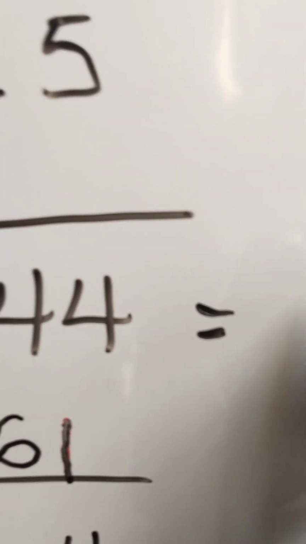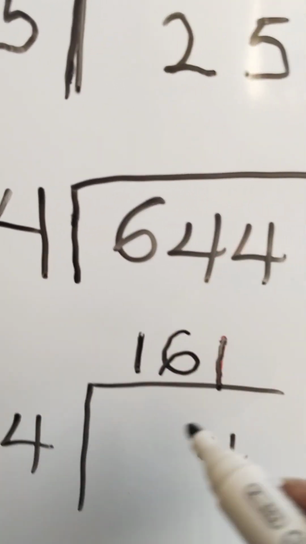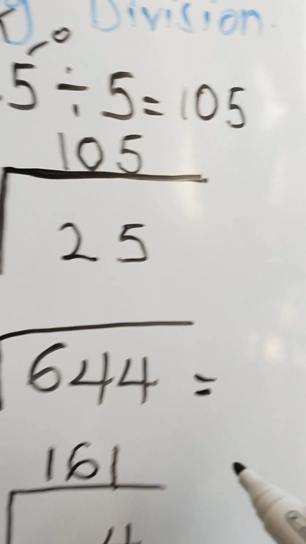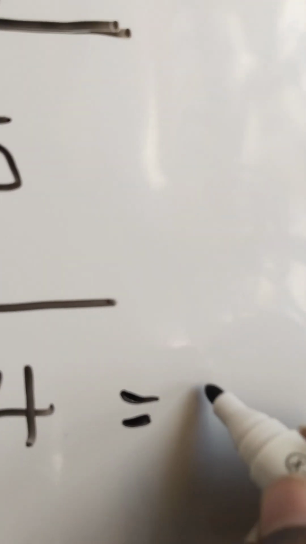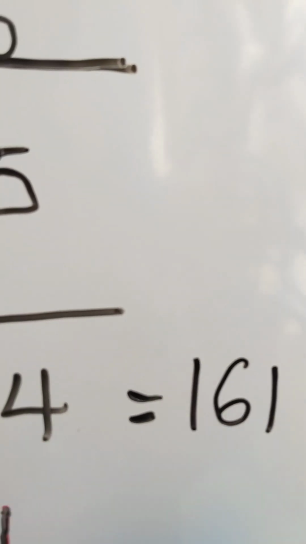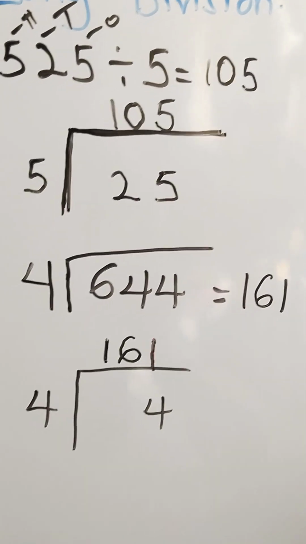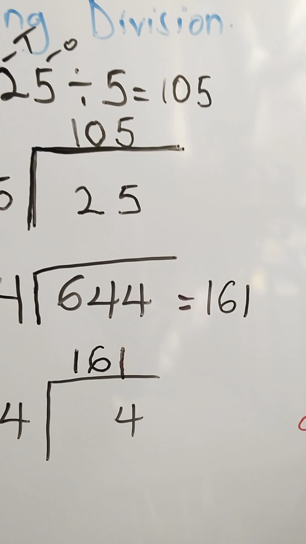So you come and put for the teacher the answer, which is 161. Do you see how easy this is, kids? It's very easy. So our answer is 161. Wow, this is amazing, kids. This is really amazing. Our answer is 161.